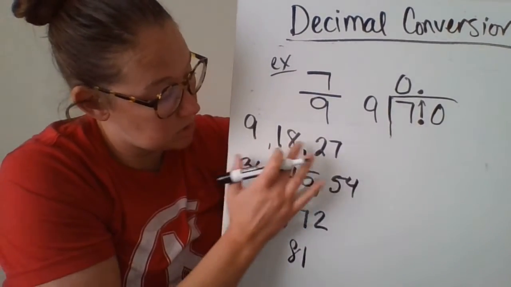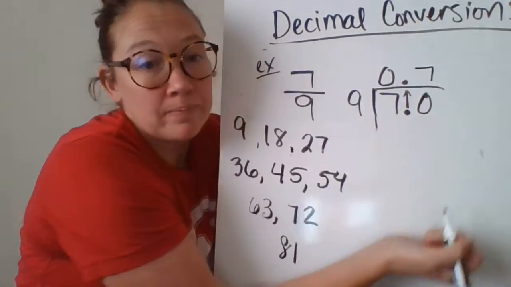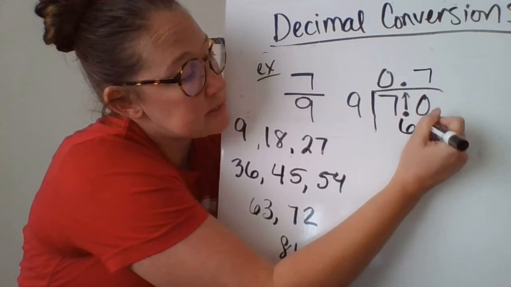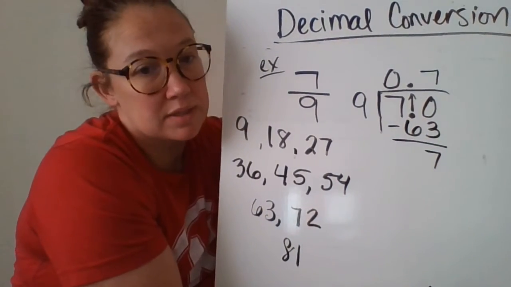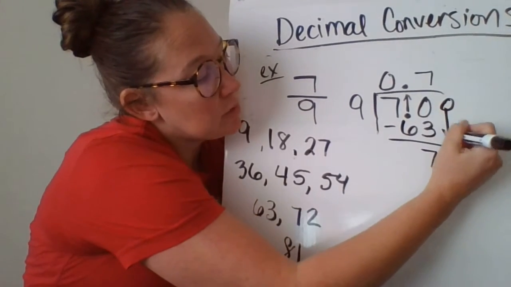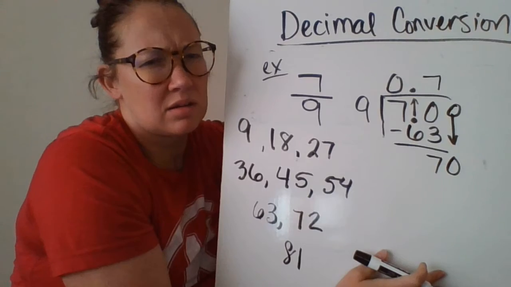So again, 1, 2, 3, 4, 5, 6, 7. So I'm going to throw a 7 up here. 9 times 7 is 63. And I'm going to get 7 because 70 minus 63 is 7. So I'm going to bring my 0 down again. And I've got 70 again.